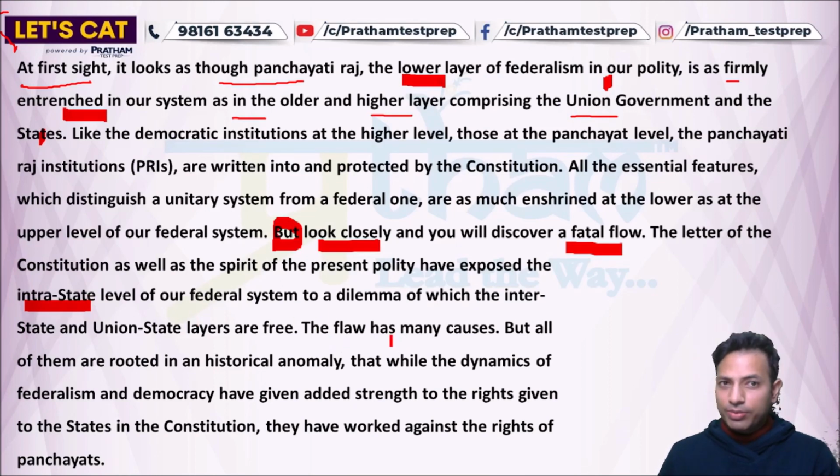So there is some problem, some flaw, some fatal flaw. So this is the main idea. Did you understand the main idea now? The main idea is we are going to talk about Panchayati Raj.